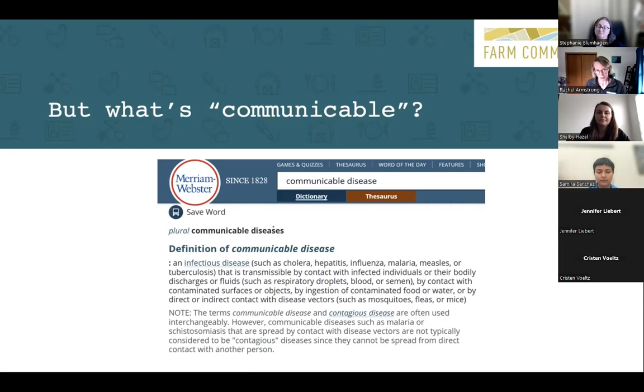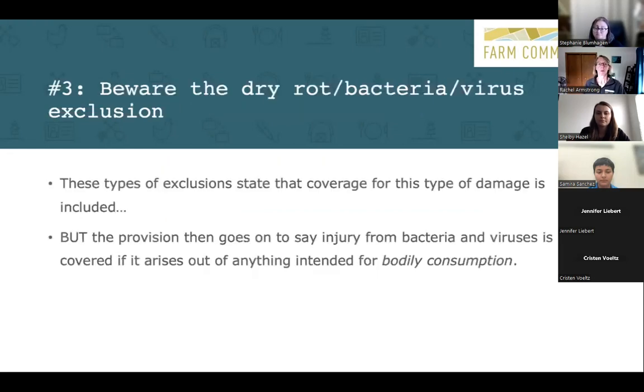But the plot thickens. It gets worse. Watch out for the dry rot bacteria virus exclusion. Even if communicable disease does not mean foodborne illness, there's another exclusion that is going to knock foodborne illness out of the coverage ring. Tacked onto many of the policies that we see is something called the dry rot bacteria virus exclusion. These exclusions state that coverage for this type of damage is included. Yay, sounds good. Except if they arise out of anything intended for bodily consumption.